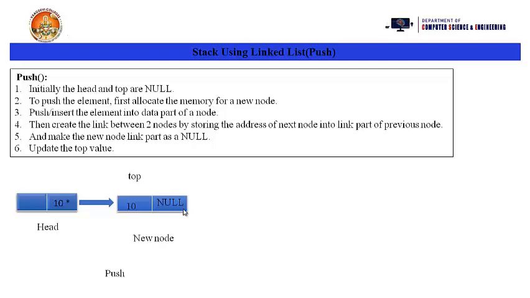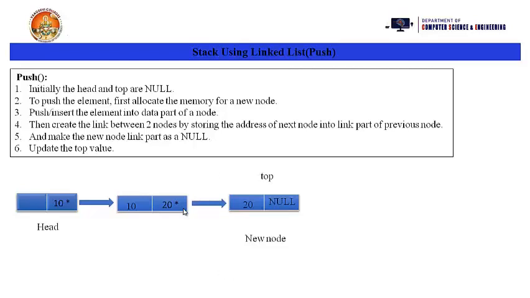Now I want to push one more element, push 20. So first we need to create the memory for the new node, then push the value into the data part of the new node, erase the link part of the previous node, and store the 20 node address into the link part of the previous node. Then the link will be created between the two nodes, make the new node link part a null, and update the top value.